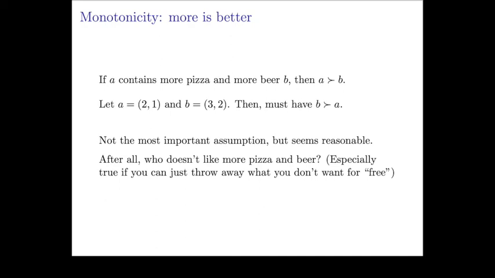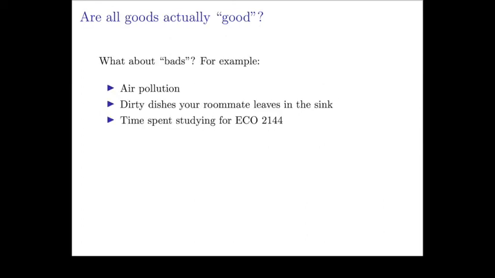Now, when we say monotonic preferences, and we make this assumption that more is better, what we're really saying is that these are quote-unquote goods, that you like having these things. But are all goods really goods? What about quote-unquote bads? What about things that you don't like? What about air pollution, or dirty dishes left in your sink, or the time spent studying for this course? You don't want to spend time on these things.